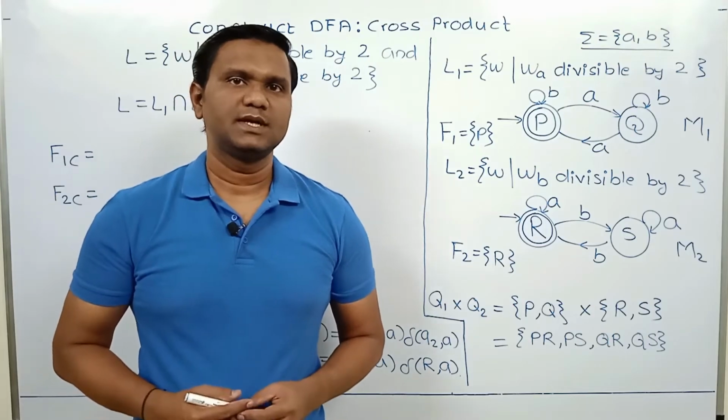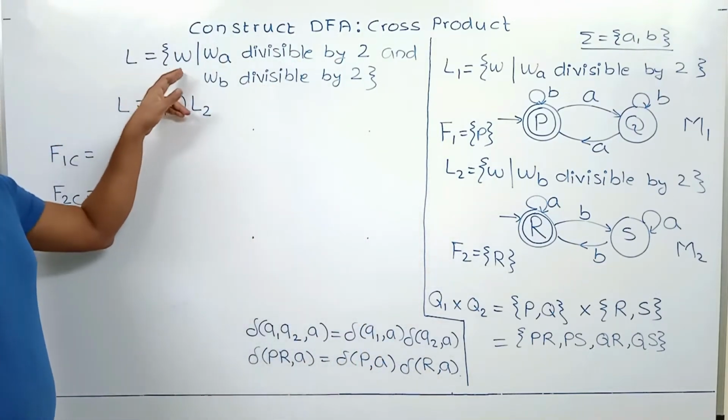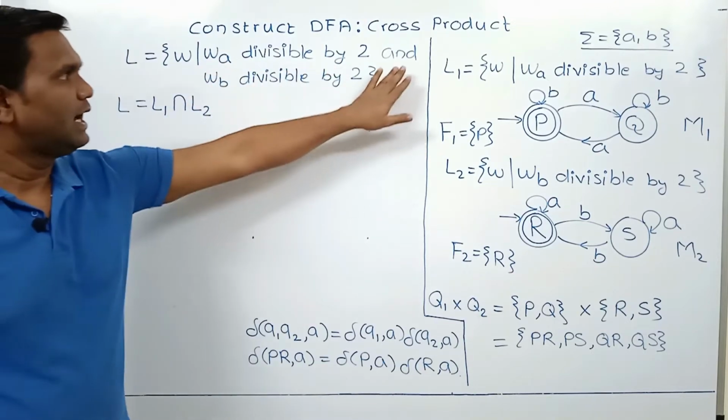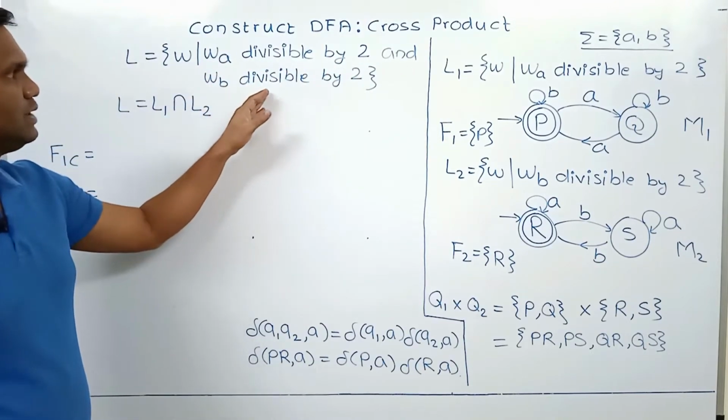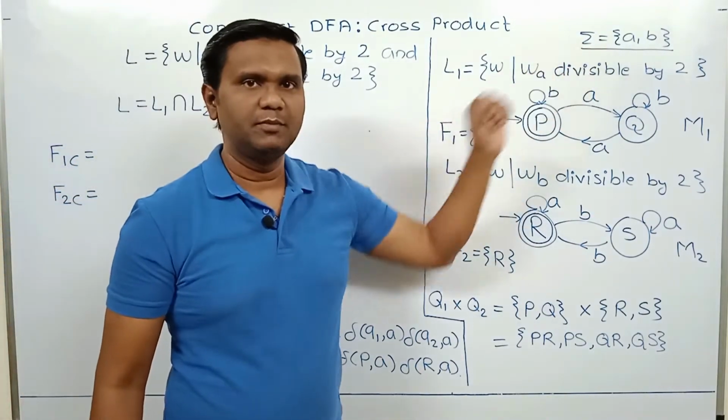In this lecture, we will study cross product of the DFA. Consider language L, W such that number of A's in W is divisible by 2 and number of B's in W is also divisible by 2. We will consider alphabet contains A and B.